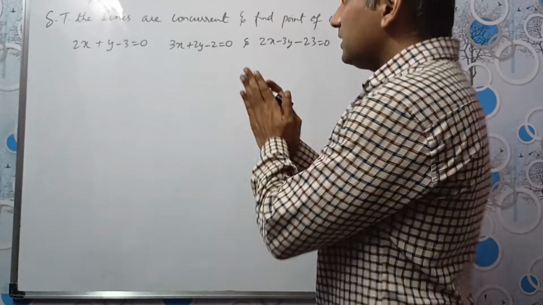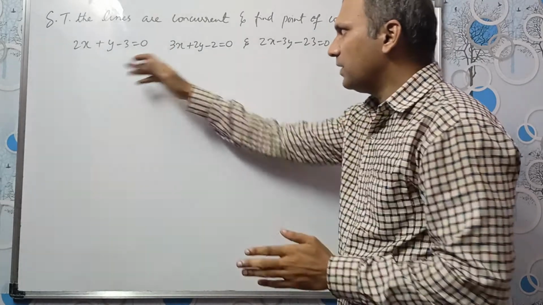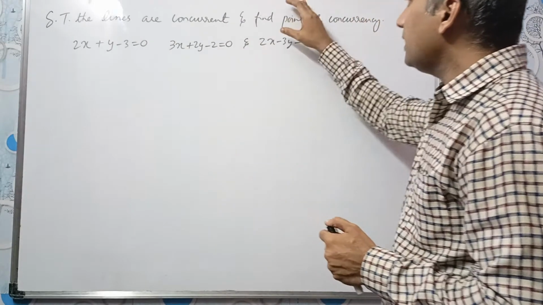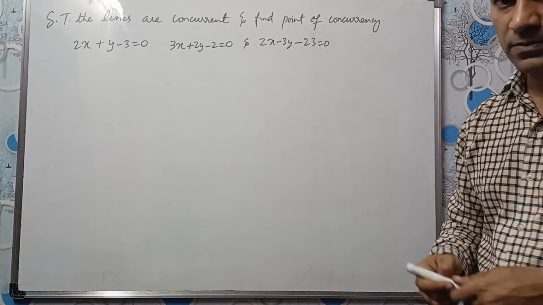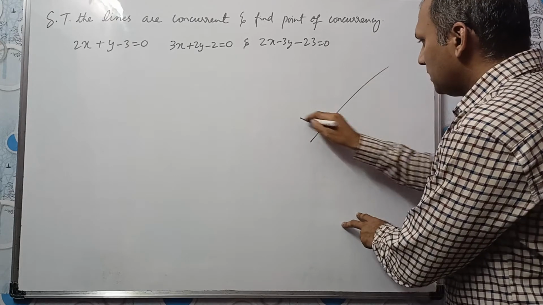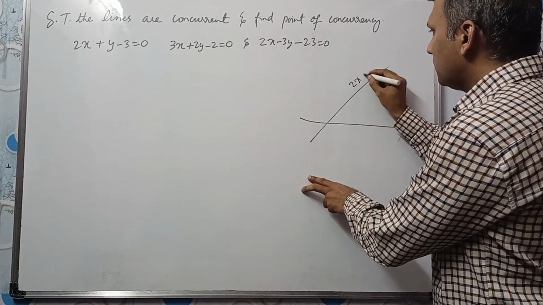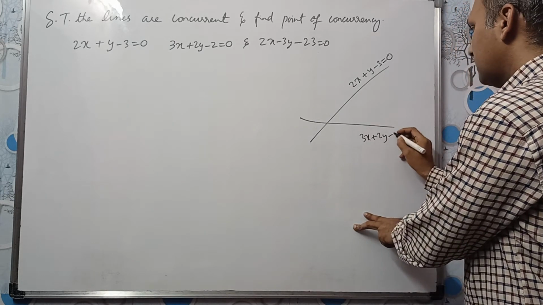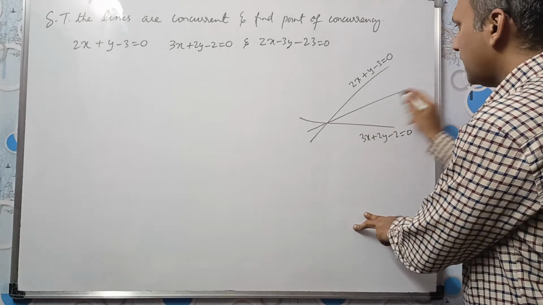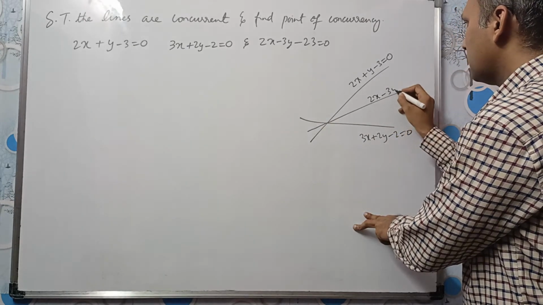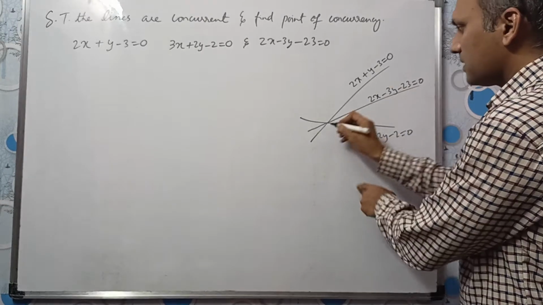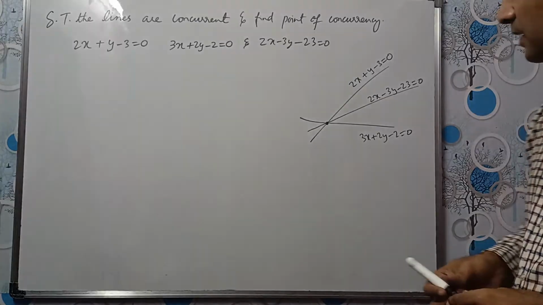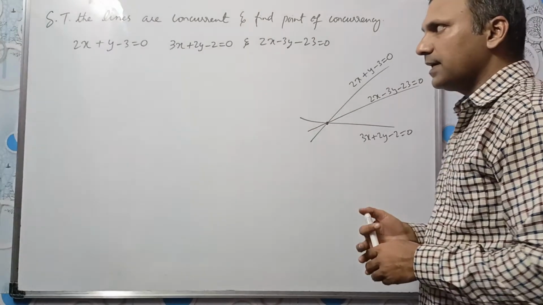Okay, show that the lines are concurrent. We are given three lines. We need to prove, or we need to show that these three lines are concurrent and also find the point of concurrency. Okay, see, if this is the first line and this is the second line, third line is this, right? Concurrent lines. What are concurrent lines? Lines that pass through a fixed point. We need to prove that these three straight lines are concurrent.